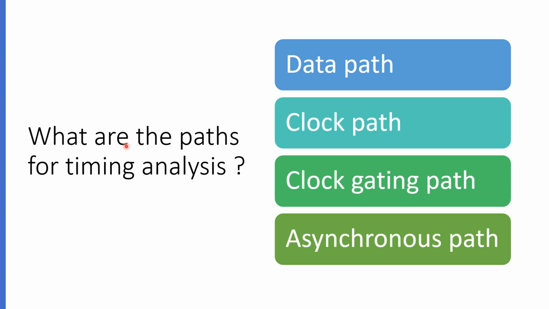So in the previous slides we understood the concept of unitness. Now we will try to understand the different paths that are used for timing analysis. We have the data path, the clock path, the clock gating path, and the asynchronous path. I will show each of these in detail in the coming slides.